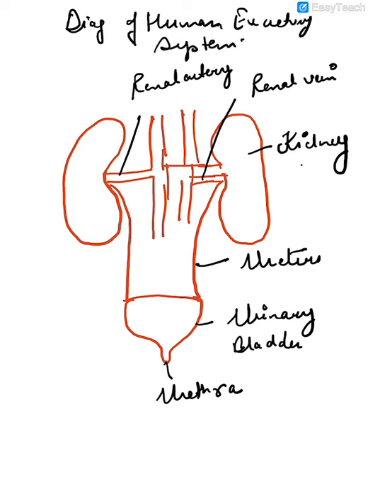Now the function of kidney is to filter the blood. The function of ureter is to pass the urine from the kidney to the urinary bladder. The function of urinary bladder is to temporarily store the urine, and function of urethra is to pass the urine out of the body. Now the renal artery will bring impure blood into the kidney for the filtration purpose.